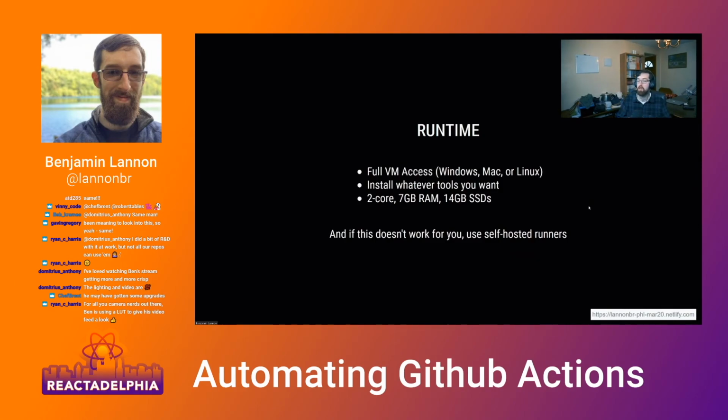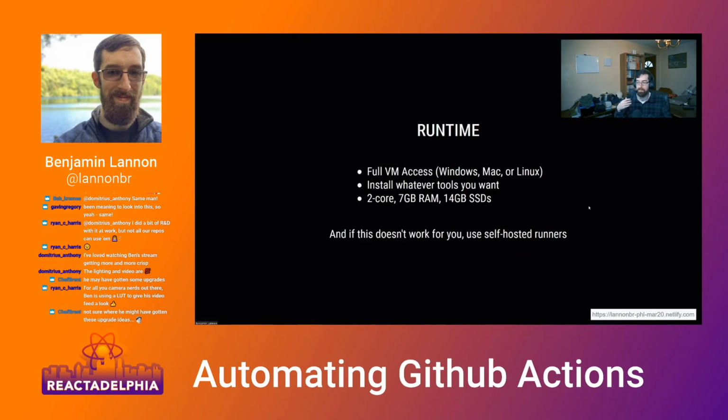And with these machines, each of them has a 2-core CPU, 7 gigs of RAM, and 14 gigs of solid state. So you have a lot to work with. This isn't just a tiny VM that you may get for like $5 a month, but it's a very powerful kind of machine that you have access to.